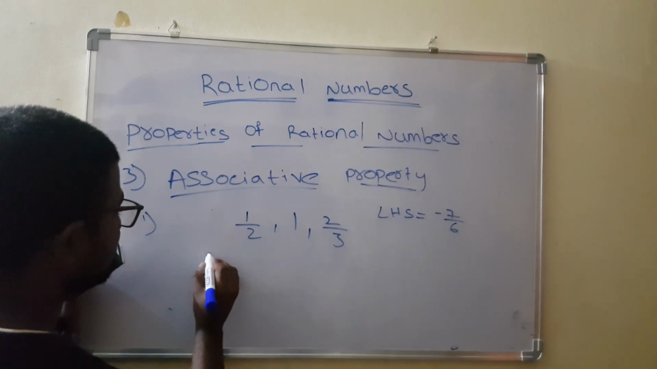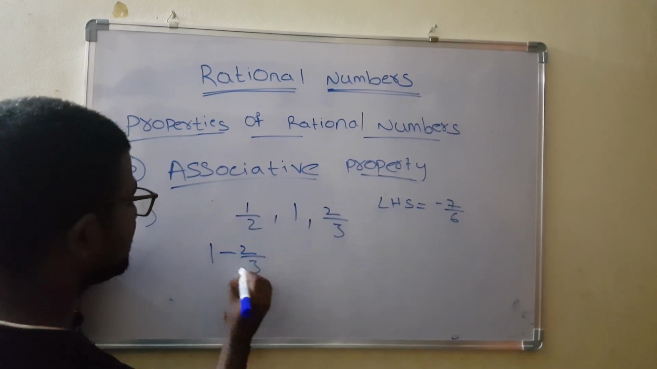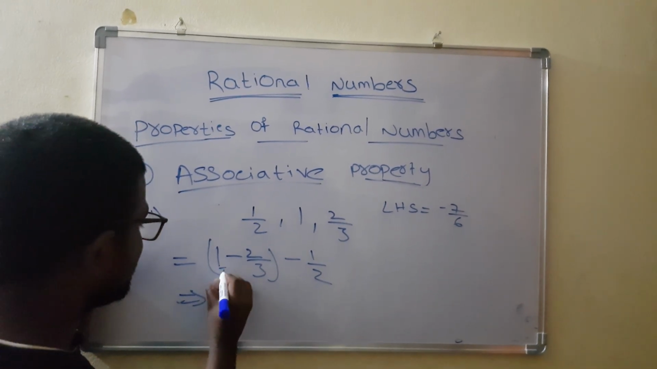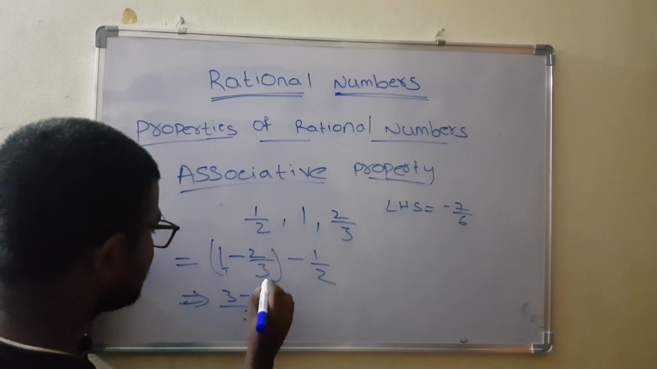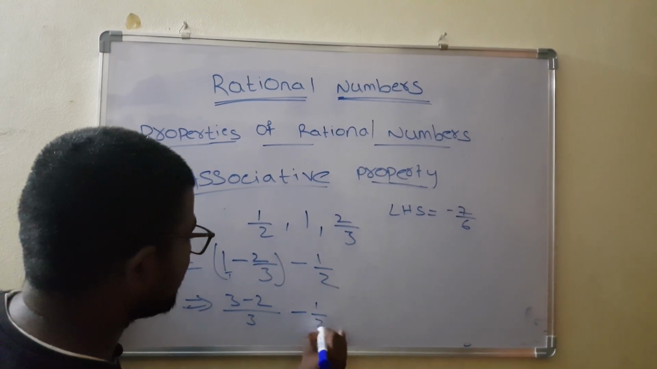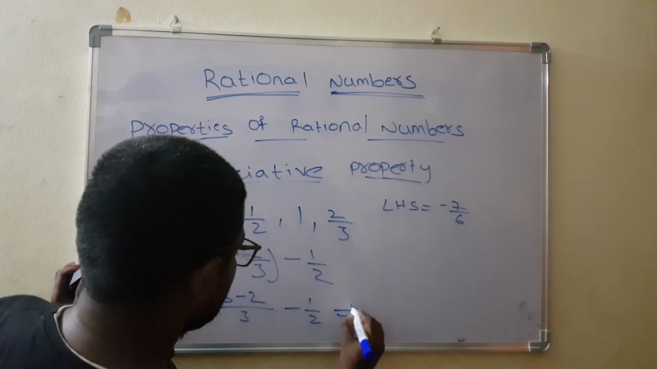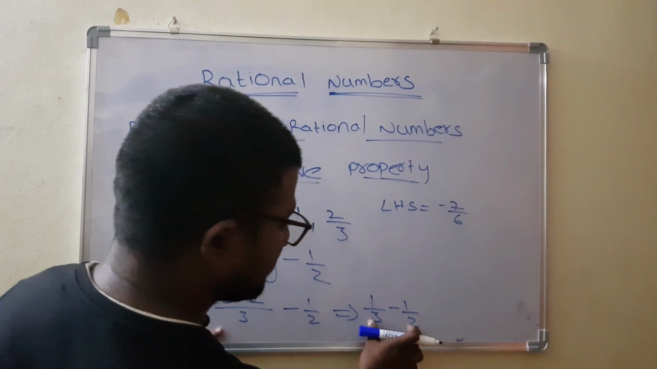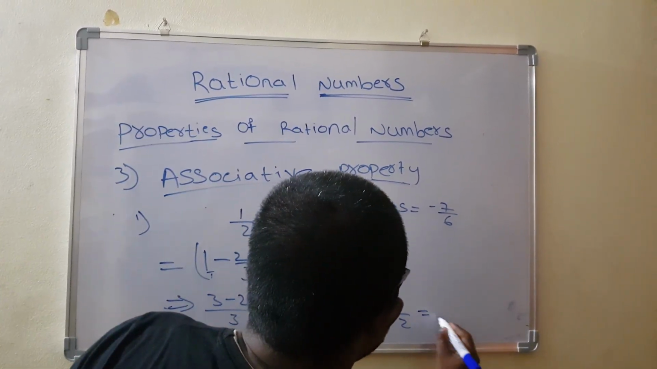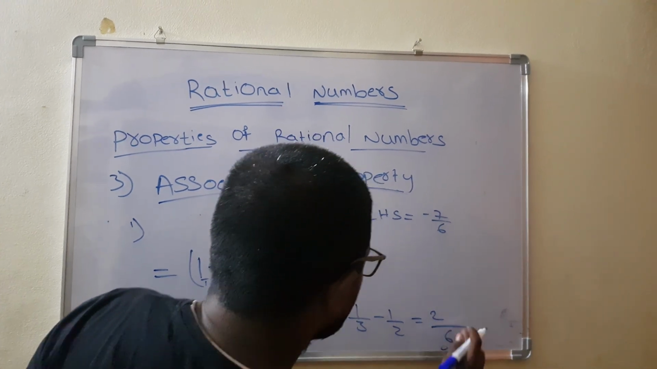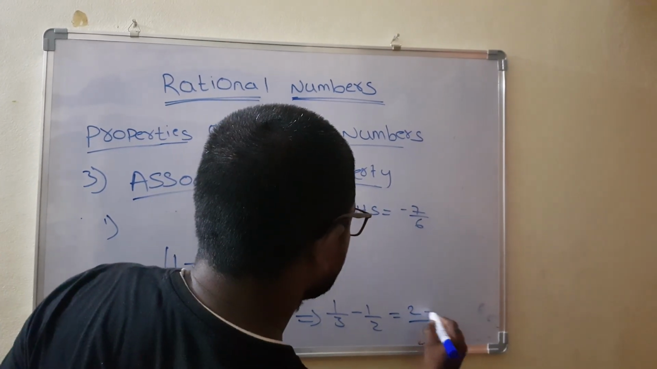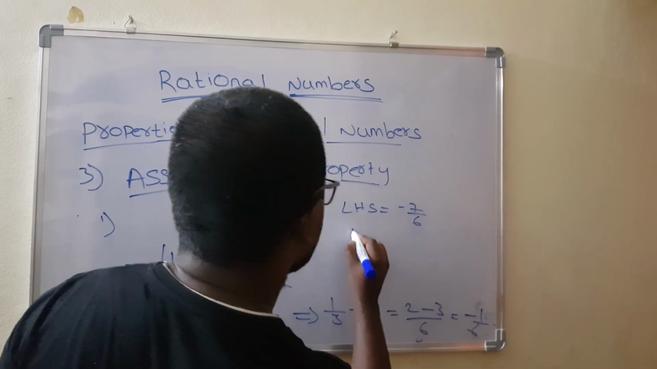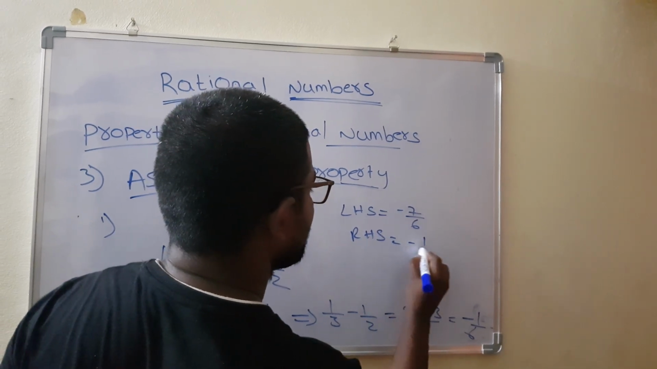that is 1 minus 2 by 3 minus 1 by 2, that is by doing the LCM, 1 by 3 minus 2, minus 1 by 2, that is 3 minus 2, 1 by 3 minus 1 by 2. What is the LCM of these two numbers? 6, 3 2 is 2, 2 3 is 6 minus 3, that is minus 1 by 6, that is RHS. RHS equal to minus 1 by 6.